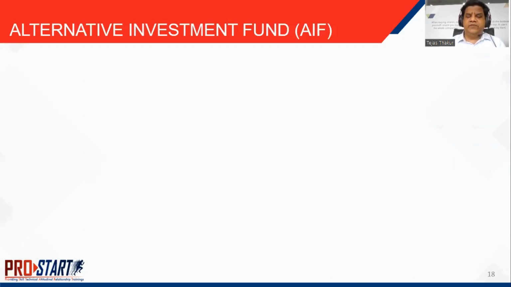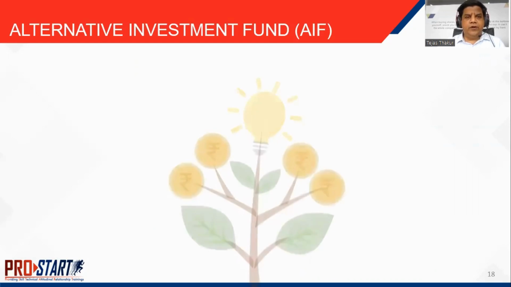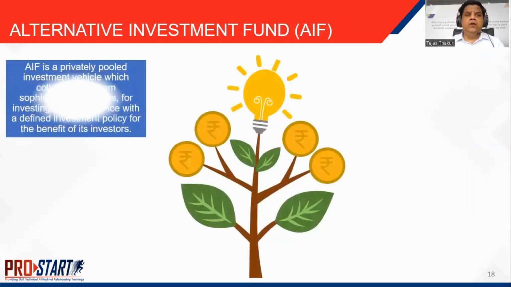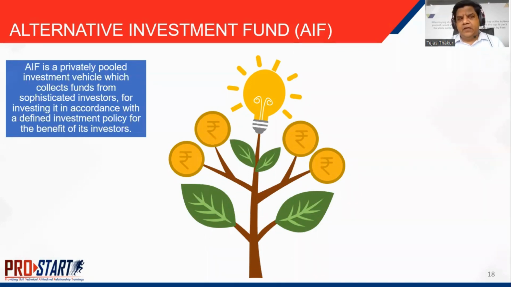So, alternative investment funds or AIFs. What are we talking about here? So, what is an AIF? AIF is a privately pooled investment vehicle which collects money from sophisticated investors for investing it in accordance with a defined investment policy for the benefit of its investors. So what is AIF? Very similar to a mutual fund, to start off, it is also a pooled investment vehicle. That is, I collect money from many investors.